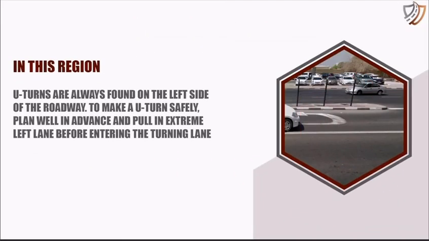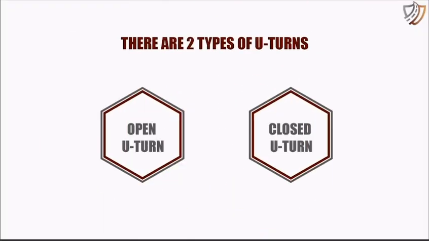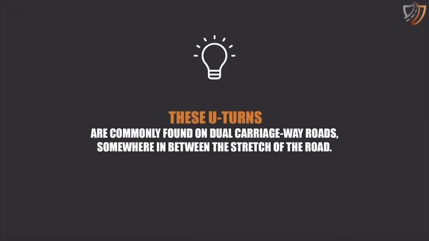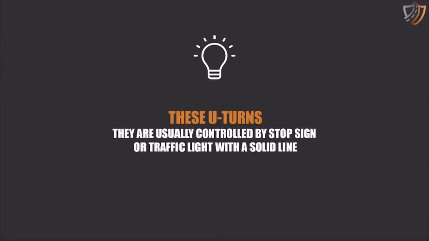In this region, U-turns are always found on the left side of the roadway. To make a U-turn safely, plan well in advance and pull in extreme left lane before entering the turning lane. In general, there are two types of U-turns. They are open U-turn, closed U-turn. These U-turns are commonly found on dual carriageway roads, somewhere in between the stretch of road. They are usually controlled by stop sign, or traffic light with a solid line.